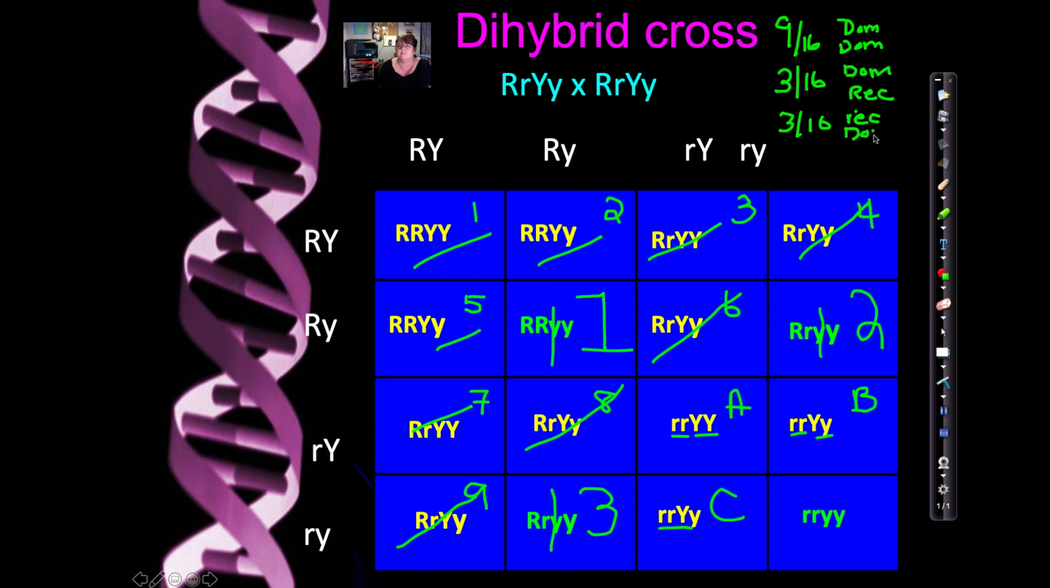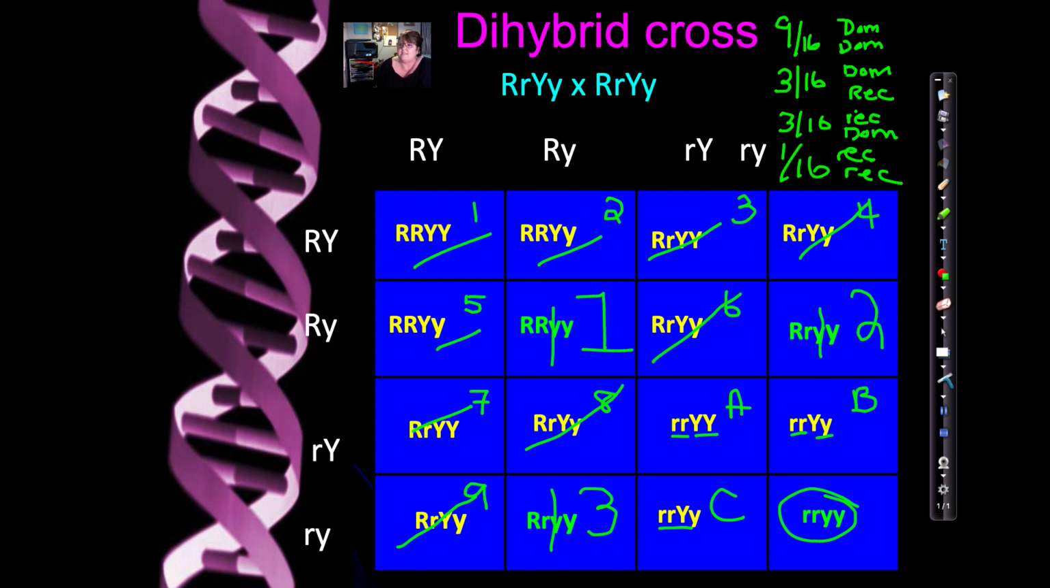So we got dominant, recessive, recessive, dominant, and then our last one, it's all by itself down here, is going to be wrinkled and it's going to be green. So it's 1/16 and it's recessive and recessive. Why did I go through all that? Because the big deal is you're going to have to be able to predict the phenotypic ratio of a heterozygous by heterozygous dihybrid cross.